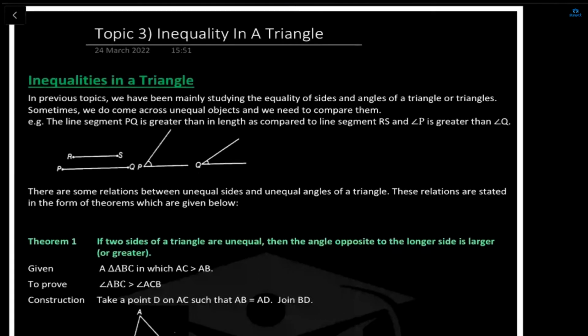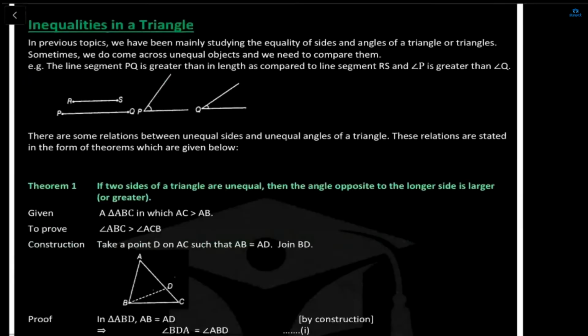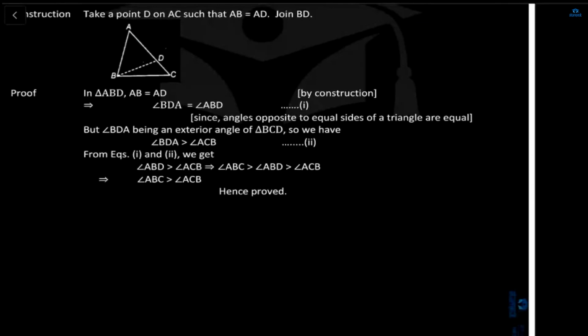Now, for example, you can see here RS and PQ, they are not equal line segments. RS is smaller than PQ. So the relation they have is that RS is less than PQ. Angle P is greater than angle Q. Now, in triangles, let's see what type of relation you can see. You will see three theorems, and many more theorems in your questions, you will find out the relations when you're proving. So theorem 1, what does theorem 1 say?